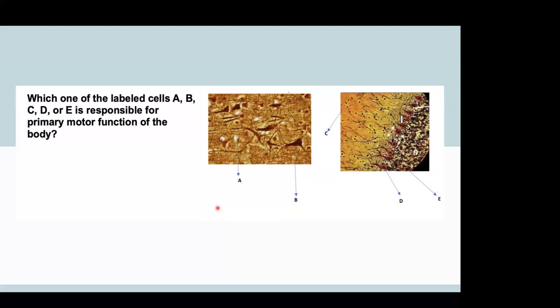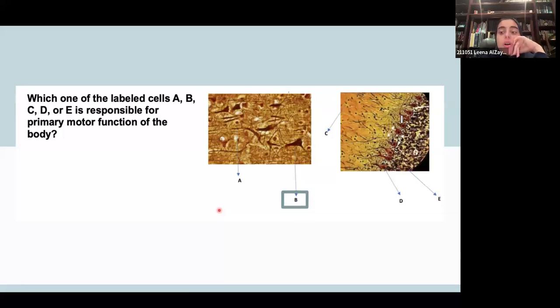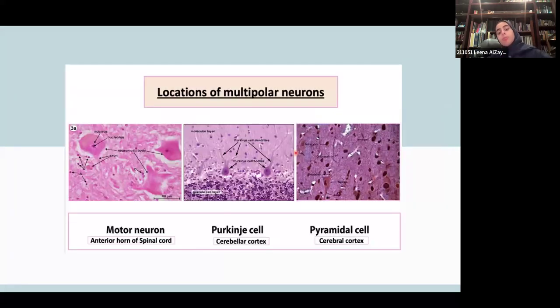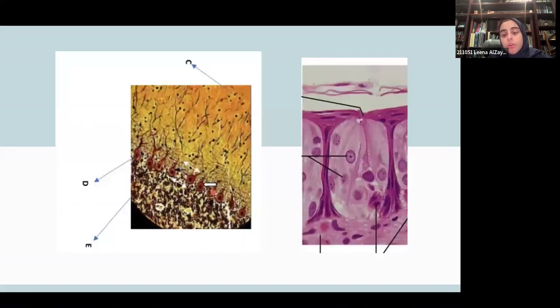Sorry, the picture on the right is the layers of the cerebellar cortex. So we'll choose that on the left, and B is the answer. Yeah, perfect. Good job. So yeah, you're completely right. So the primary motor function of the body is done by the pyramidal cells, which are in the cerebrum. And this is kind of a reminder. And what you find in the cerebellum are Purkinje cells. I wanted to show you that these are the Purkinje cells. Okay.